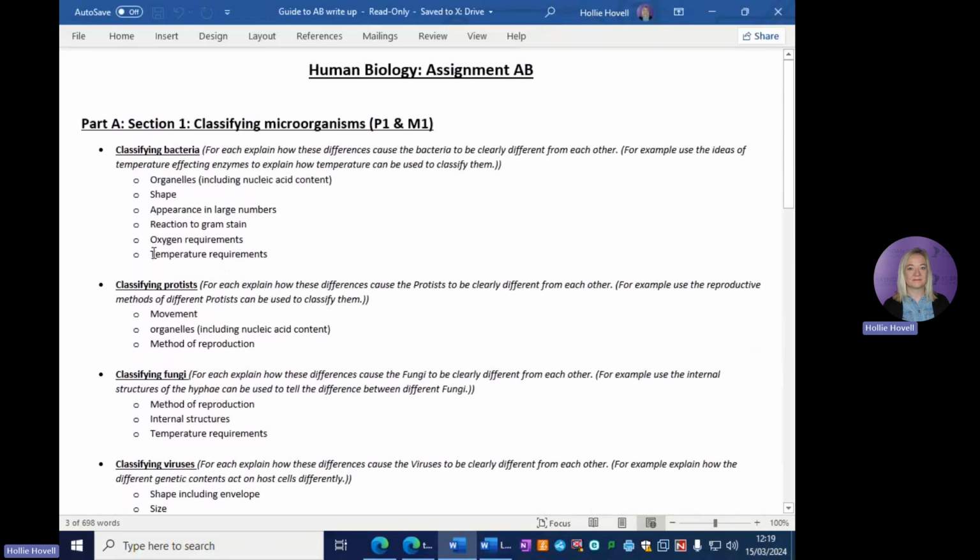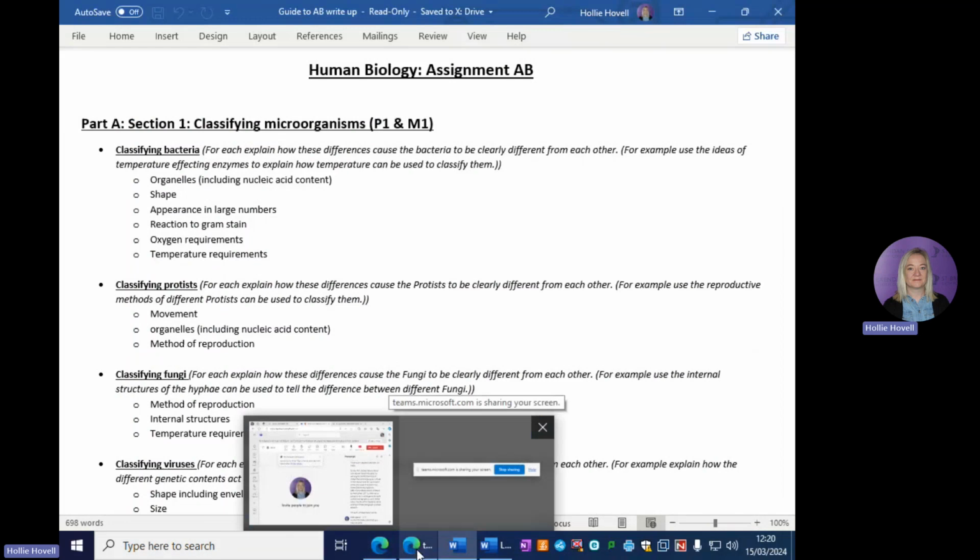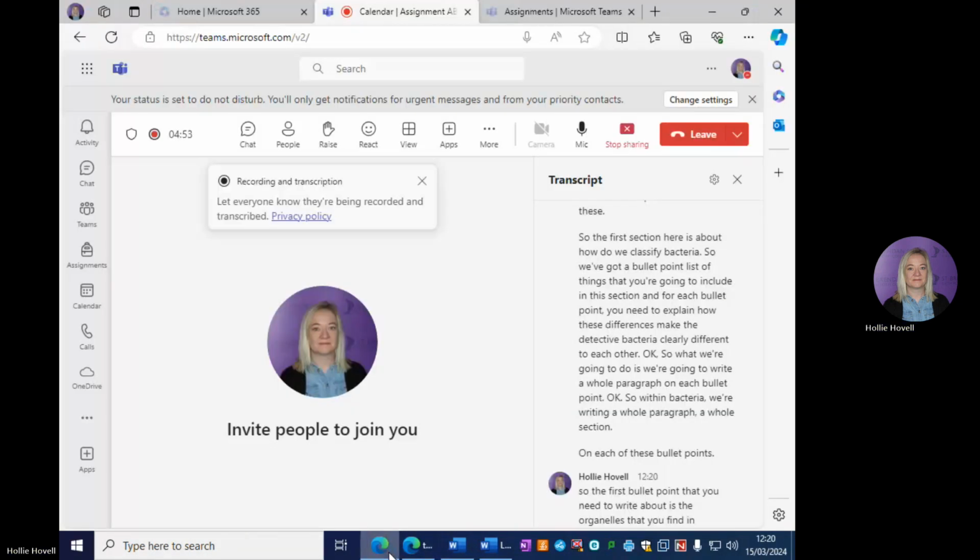So we've got a bullet point list of things that you're going to include in this section. And for each bullet point, you need to explain how these differences make the bacteria clearly different to each other. Okay, so what we're going to do is we're going to write a whole paragraph on each bullet point. Within bacteria, we're writing a whole section on each of these bullet points. So the first bullet point that you need to write about is the organelles that you find in bacteria.